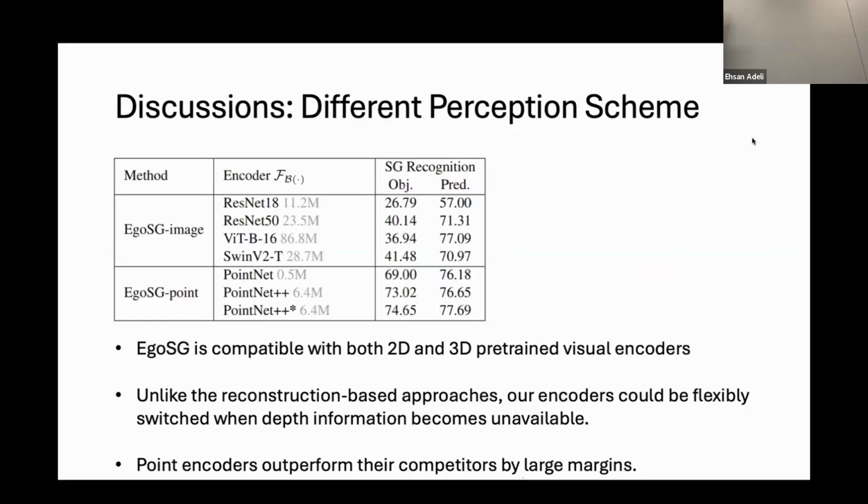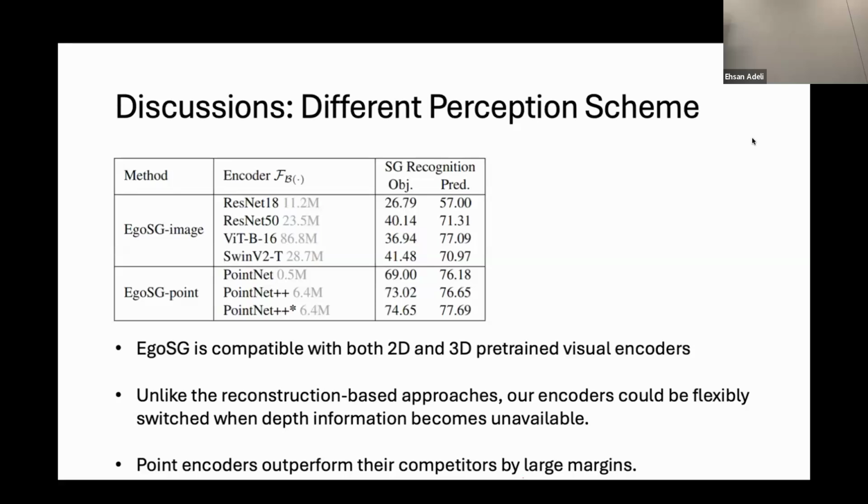We'd also like to further discuss the different perception schemes. Unlike the existing reconstruction-based 3D SGP approach, our Ego-SG is compatible with both 2D and 3D pre-trained visual encoders, such as ResNet or PointNet++. Unlike the reconstruction-based approaches, our encoders could be flexibly switched when depth information becomes unavailable. One more interesting finding to share is that all point-based entries outperform their competitors by a large margin, yet maintain much fewer trainable parameters.